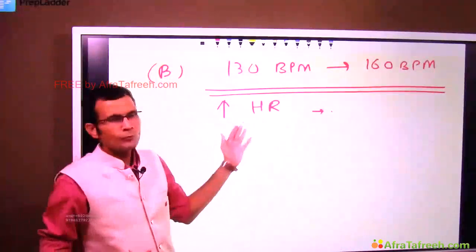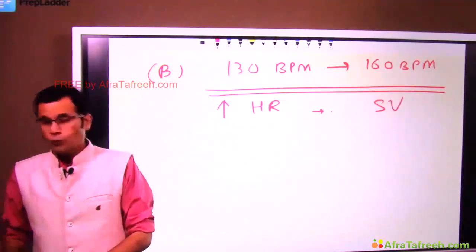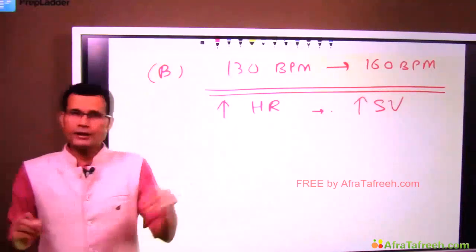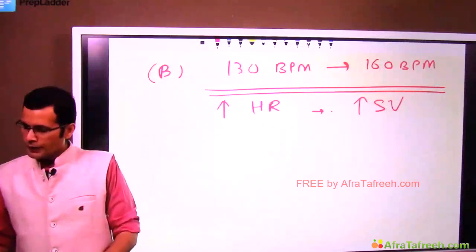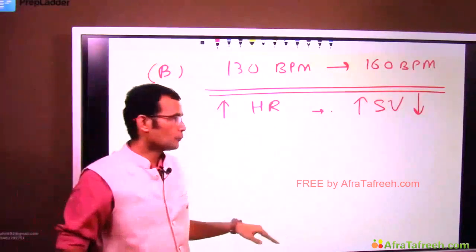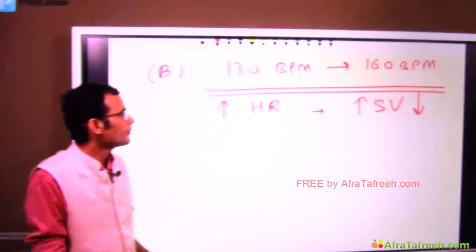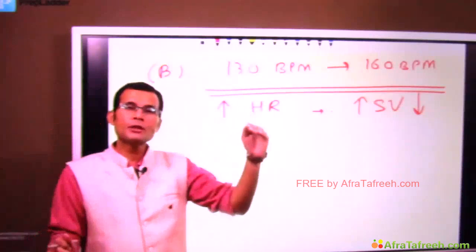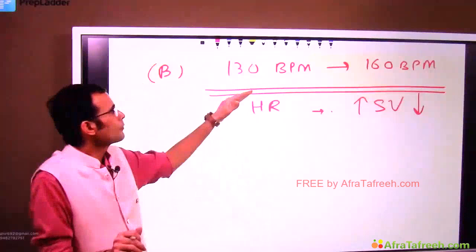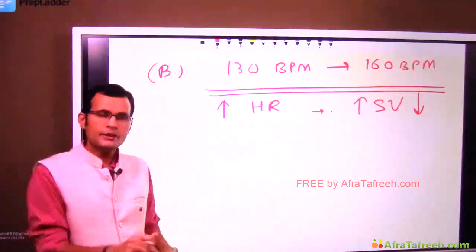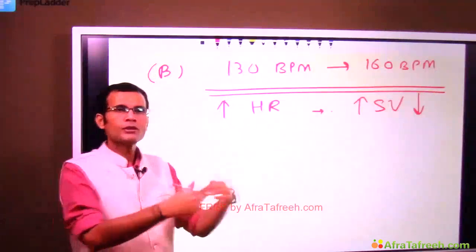So what happens after 130 beats per minute? Increase in the heart rate. Stroke volume, as I said, will not increase any further because staircase has reached its peak, but it will not decrease also. So neither increase nor decrease. Whatever was reached at 130 beats per minute, that high stroke volume will still be maintained up to 160 beats per minute.